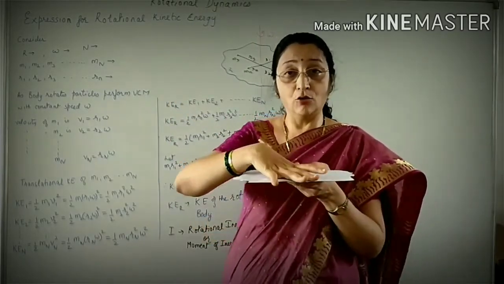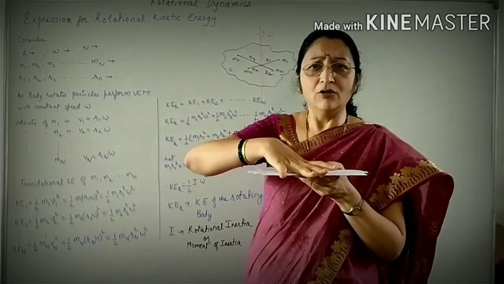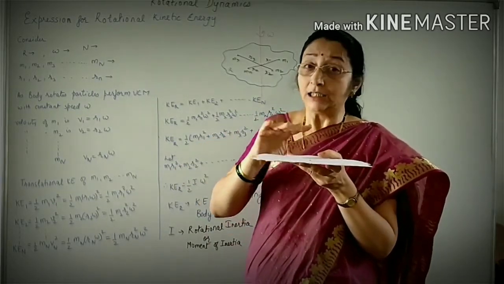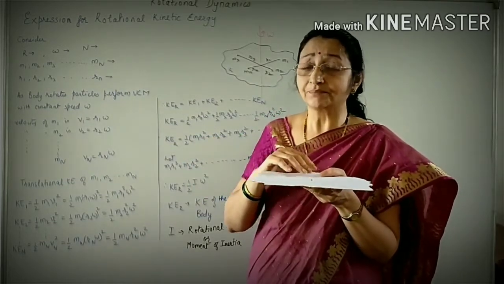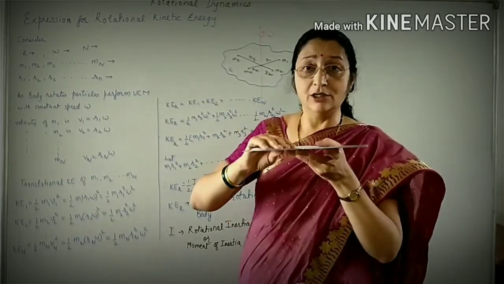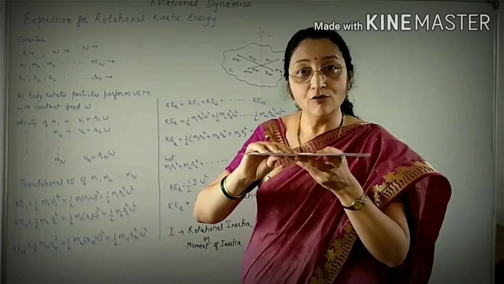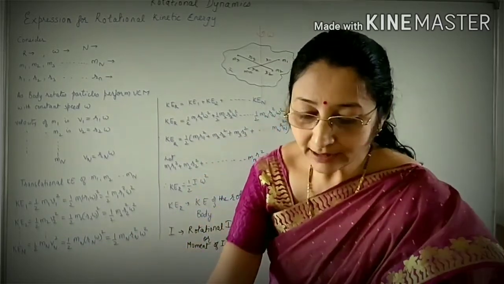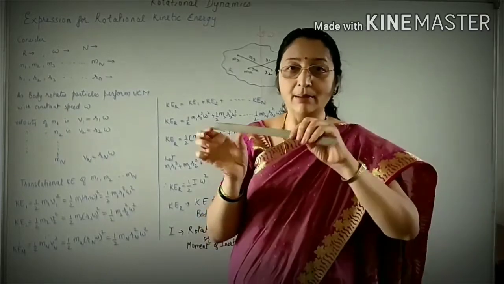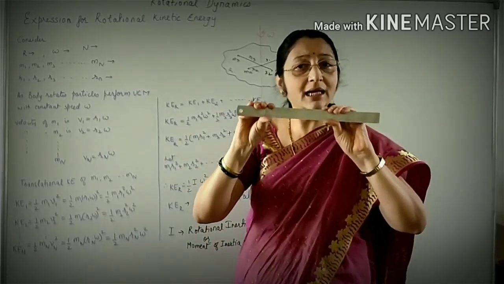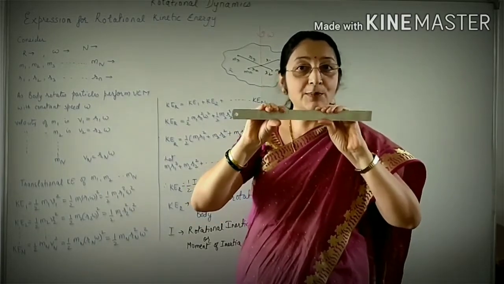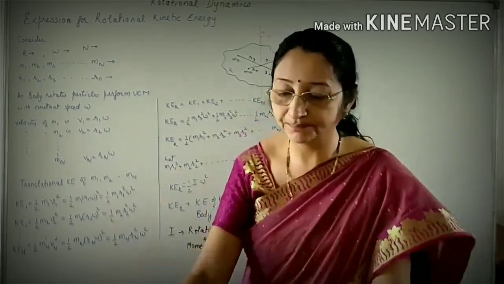When I apply a force and if the dimensions of the body do not change, then this is a rigid body for that particular force. Supposing this is a rigid body, I am applying force to it, and the dimensions are not changing, they are remaining the same. So for this particular force, this is a rigid body.